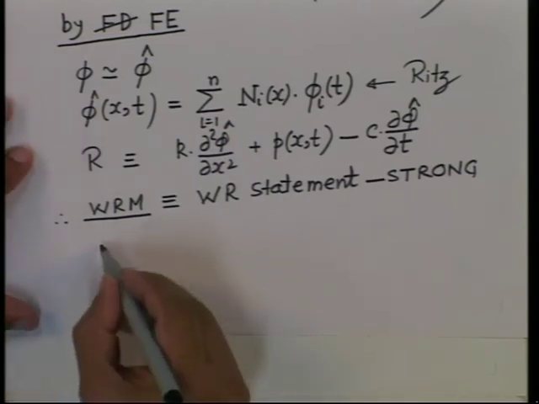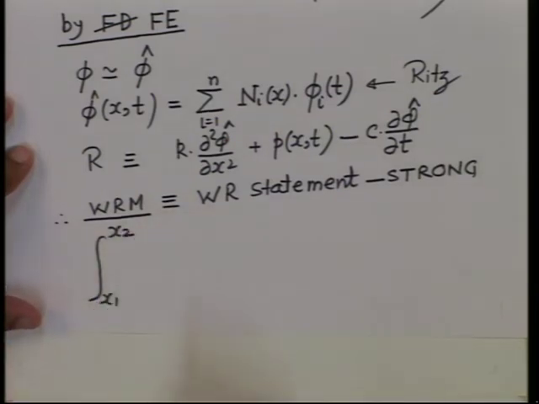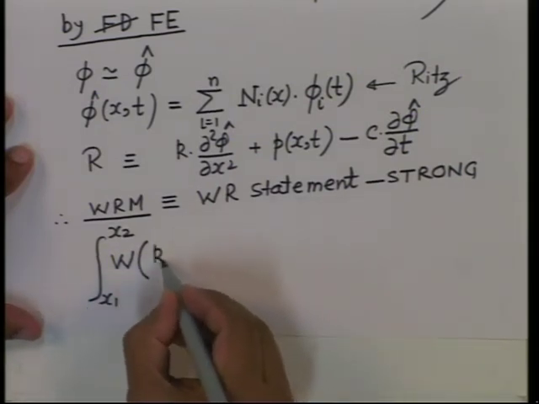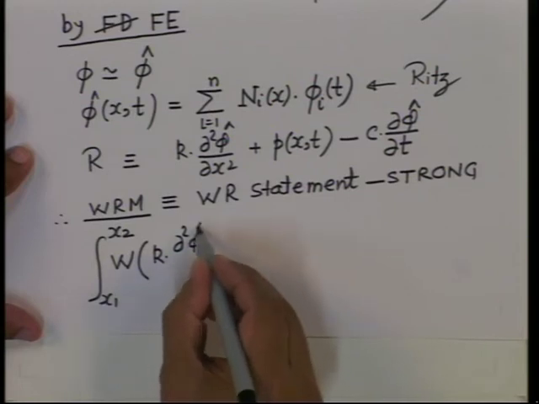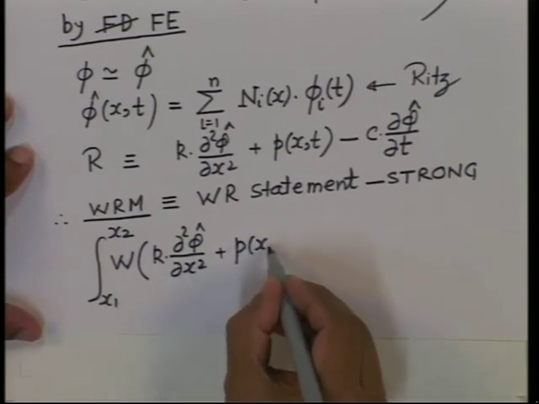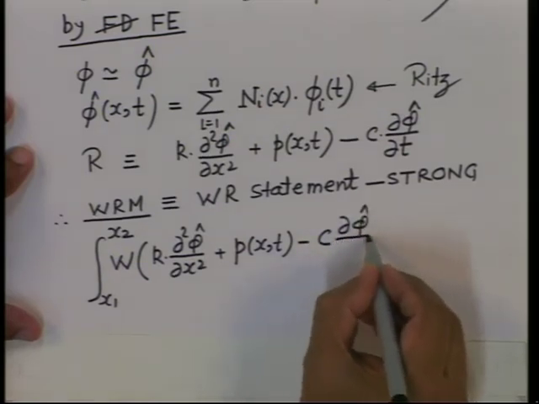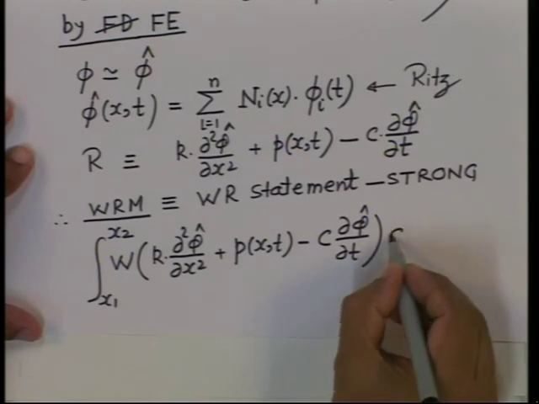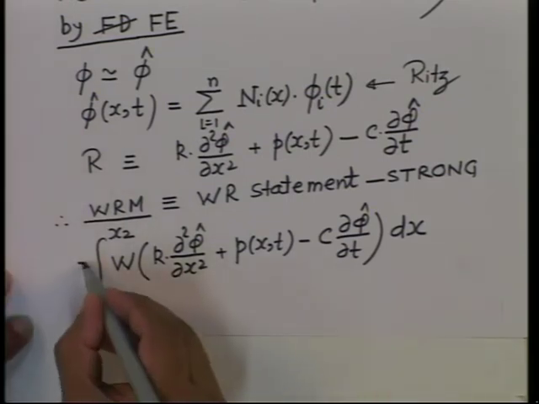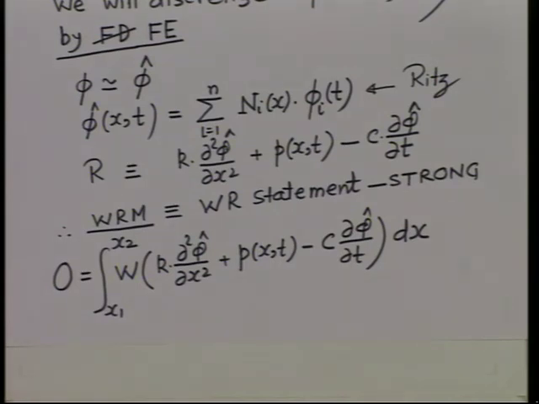Will simply be integral from x 1 to x 2, for the domain, w times this k del square phi hat plus p minus c, and this we will still keep, and this must be set equal to 0.